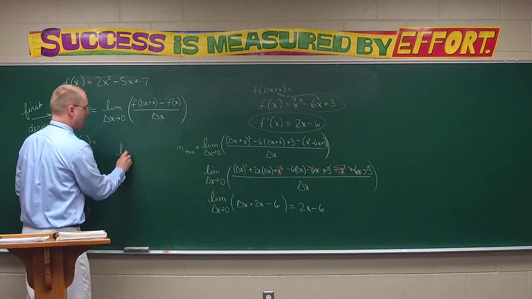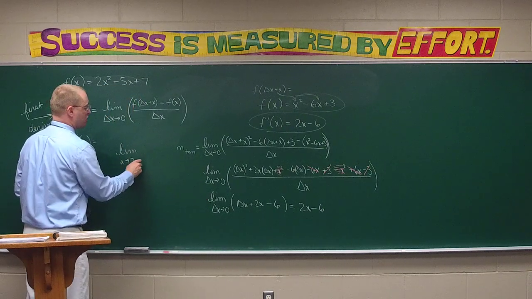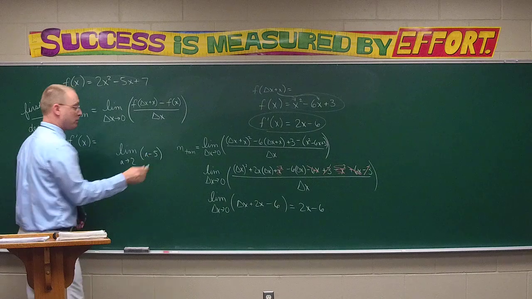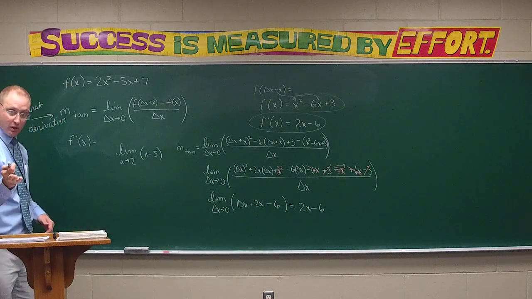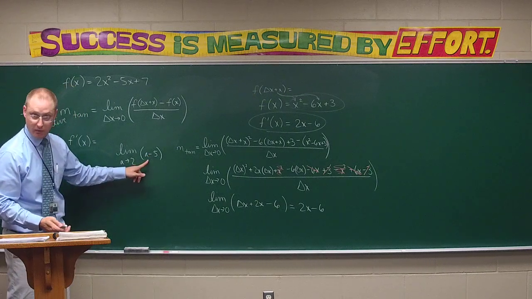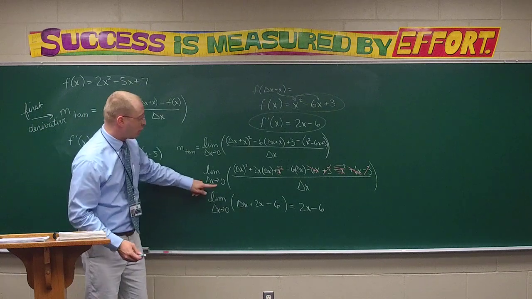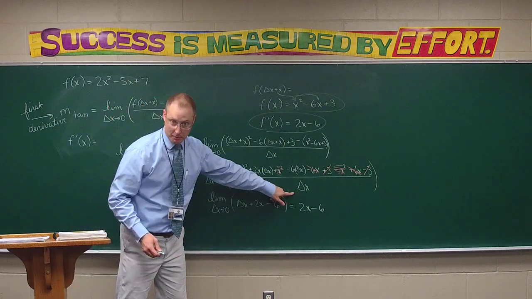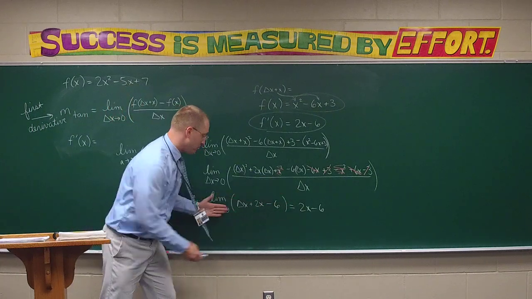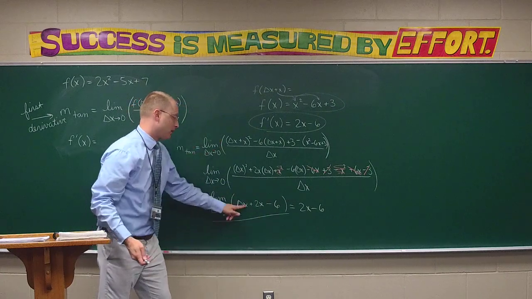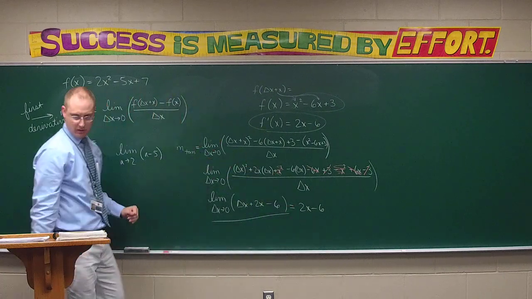Because if I said the limit as a approaches 2 of a negative 5, you would say it's negative 3 because you plug the 2 in, right? Same thing here. Now, I couldn't plug it in right here because there's a 0 denominator. I had to wait till it was gone from the denominator. Now I can plug the 0 in, and that's all that's left. That make sense?